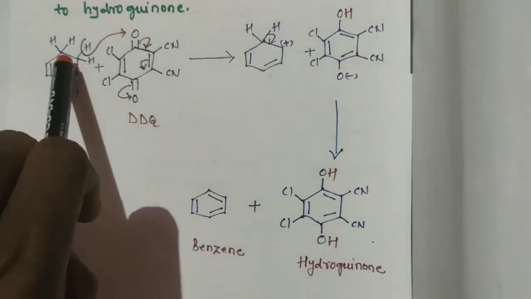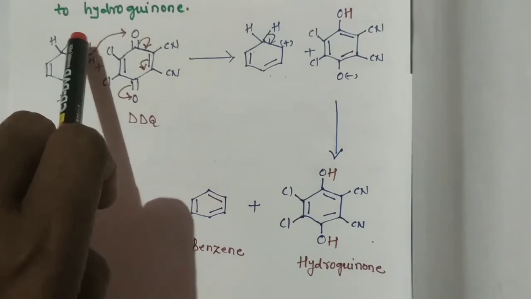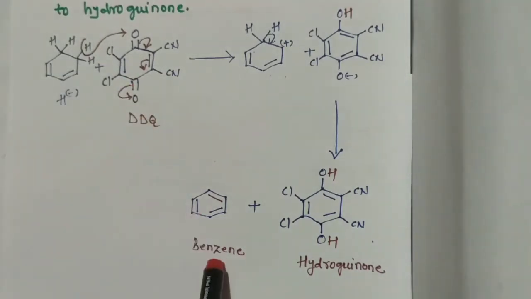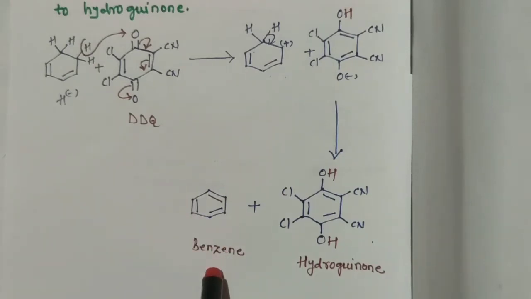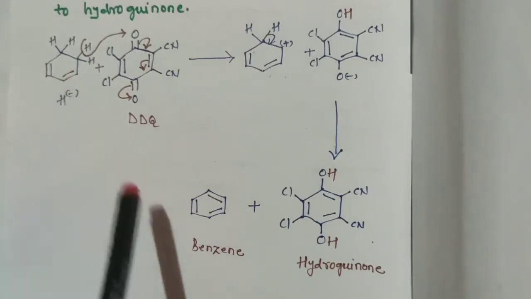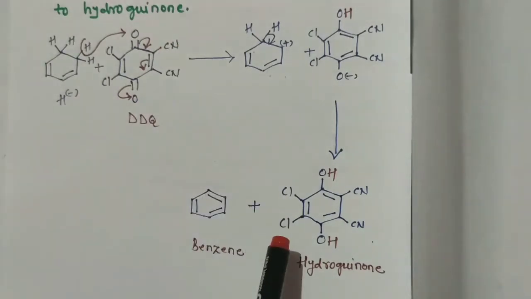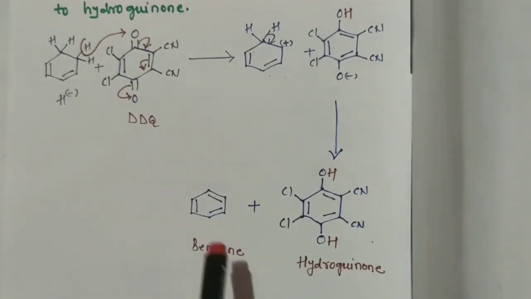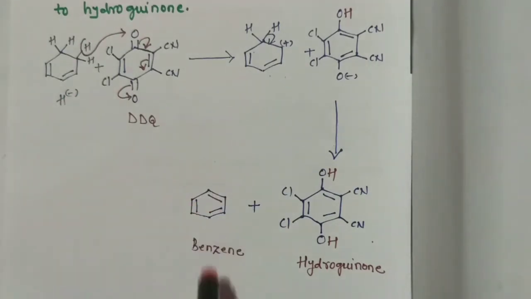So this is the process of dehydrogenation. Initially we do not have the double bond. After the elimination of H2 by the DDQ, we get the double bond between these two carbon atoms. This process is also called aromatization. Initially this is cyclohexadiene, which is not an aromatic molecule, but benzene is an aromatic molecule. So one of the applications of DDQ is the aromatization of cyclic molecules. This process is the mechanism of dehydrogenation.